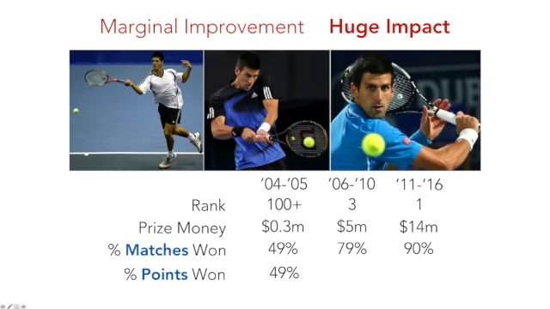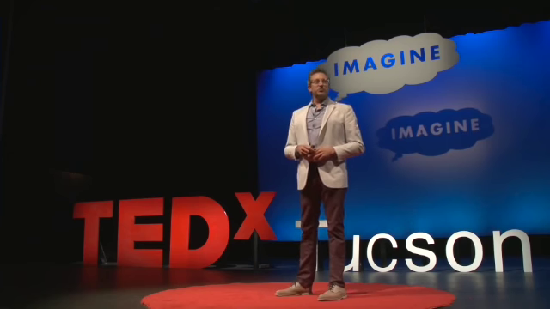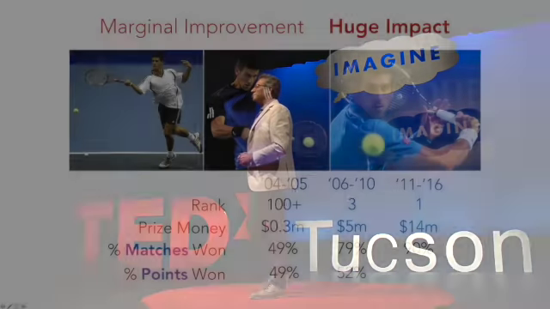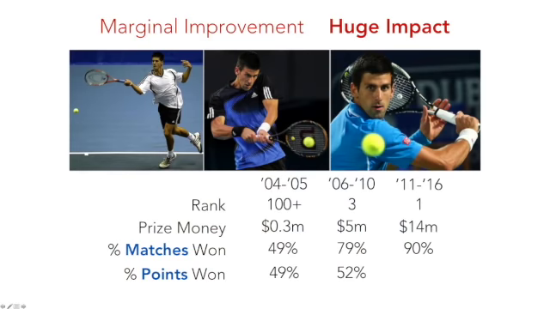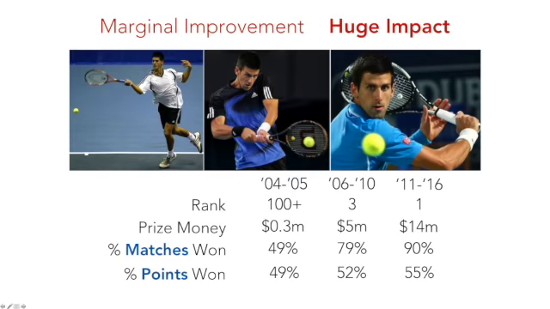So back when he was winning about 49% of the matches he was playing, he was winning about 49% of the points he played. Then to jump up, become number 3 in the world, and actually earn $5 million a year for swinging a racket, he had to improve his decision success rate to just 52%. Then to become not just number 1, but maybe one of the greatest players to ever play the game, he had to improve his decision success rate to just 55%.